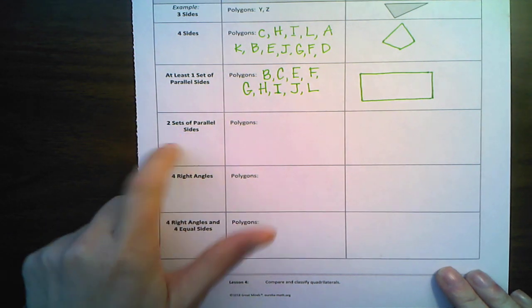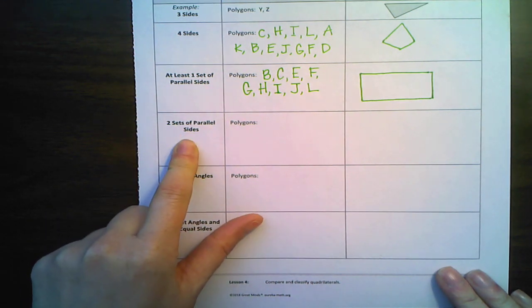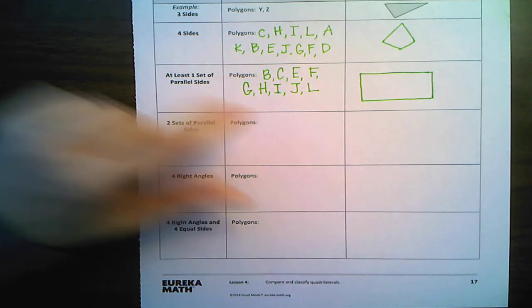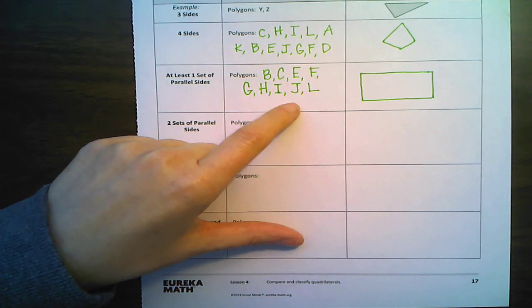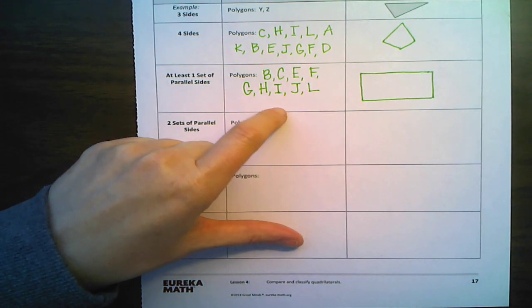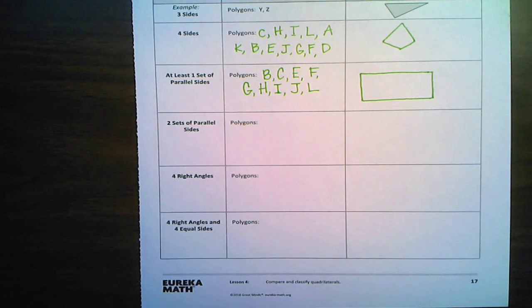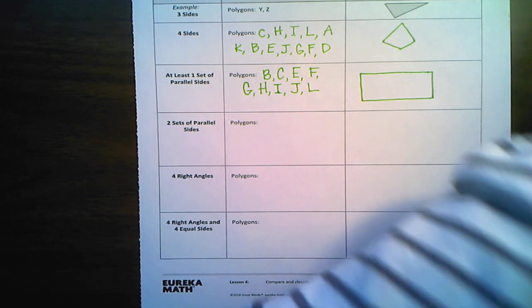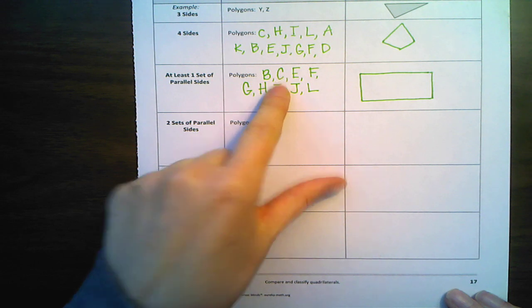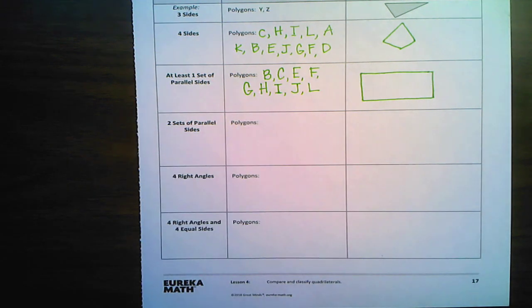Now we get to do two sets of parallel sides. Okay. Do you think that this group will have more than this or less? Agreed. I think it will have less, but let's see. So let's just get these ones out, because if it doesn't have any, it's not going to also have two, right?